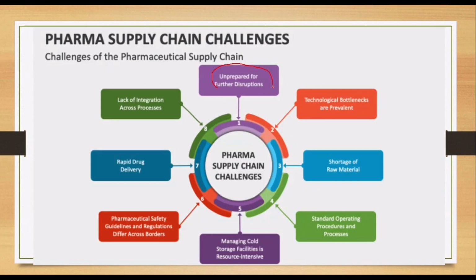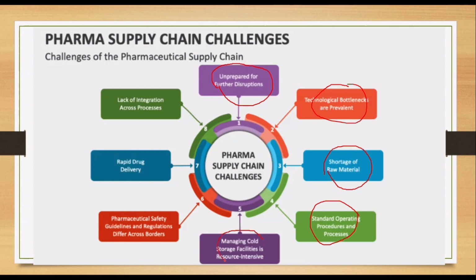You are not prepared for disruptions. That is a big challenge. COVID has given a lot of lessons, but when a similar type of situation comes, what do we do? That we will discuss. Then technological bottlenecks are there. Material availability is also one of the challenges, and SOPs also. Of course, the regulatory authorities look at the stringent SOPs also.